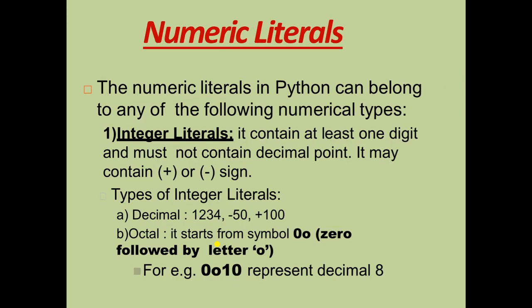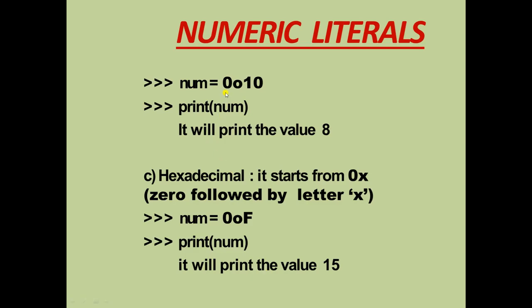Now numeric literals. Numeric literals in Python can belong to one of the following categories. First is the integer. In integer you have types such as decimal and octal. The decimal part is digits 0 to 9. Octal starts with the symbol 0 followed by the letter o. If the 0 is at the start and the o is visible, it clearly says that this number belongs to the octal category. For example, if num is equal to this and you print the value of num, it will give you 8.